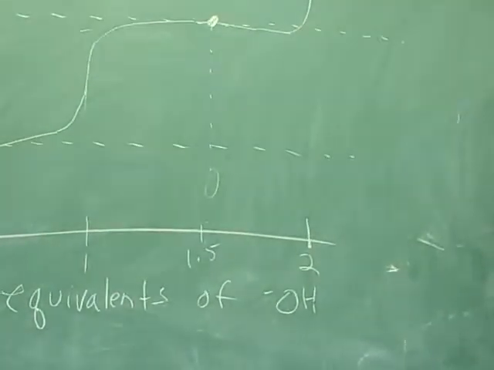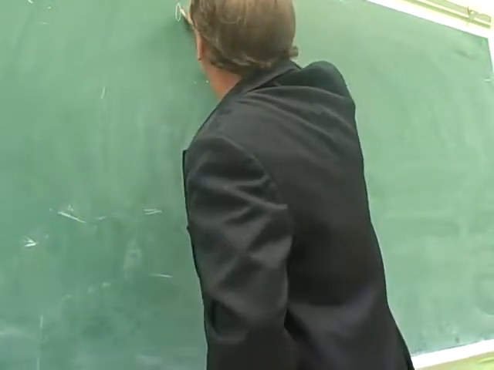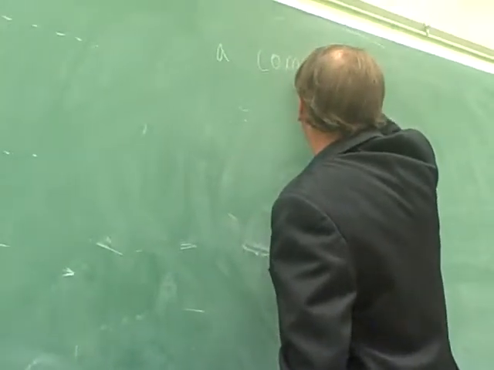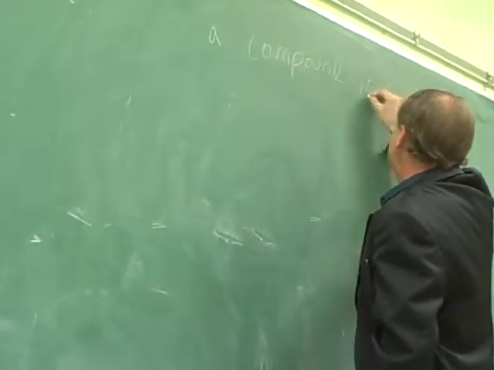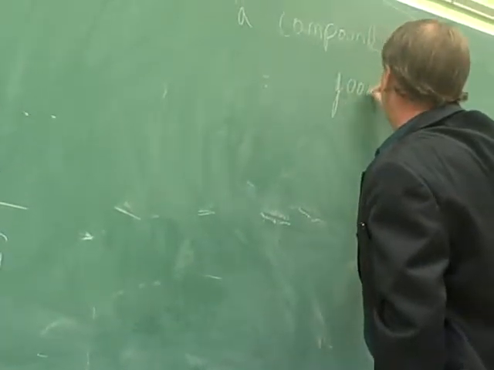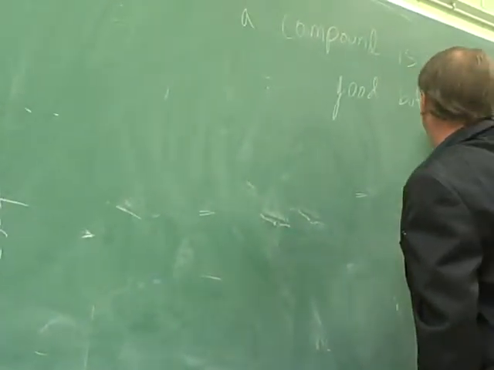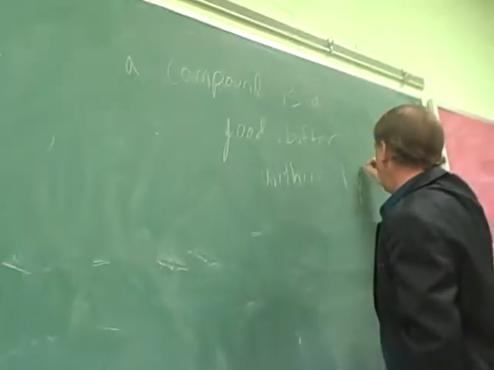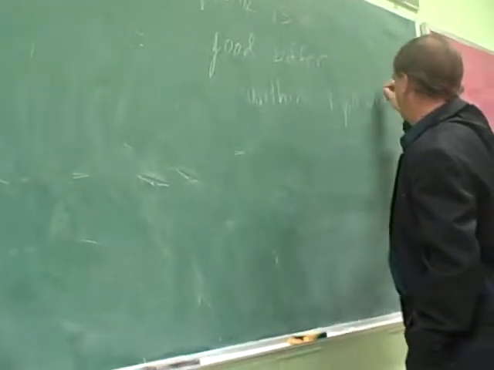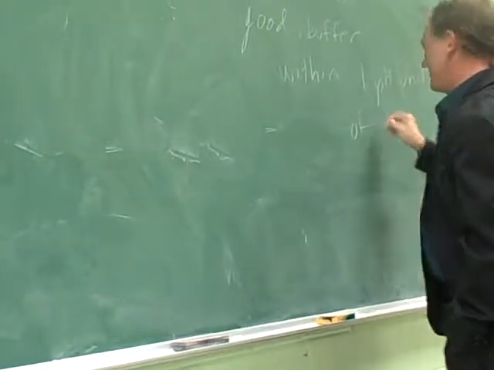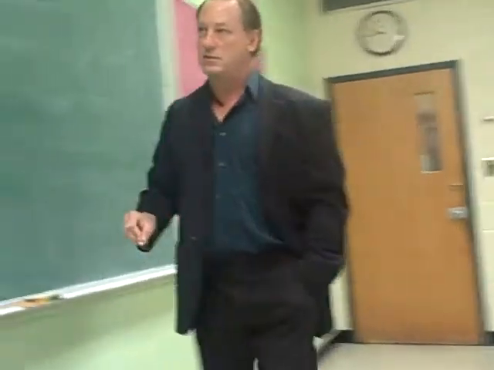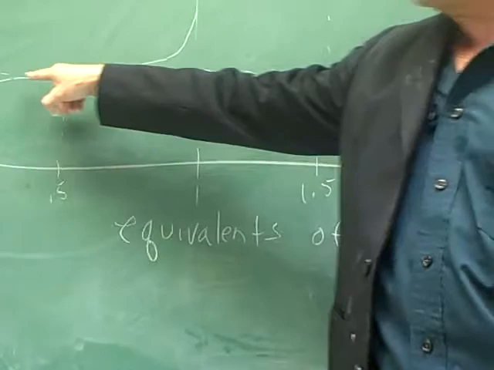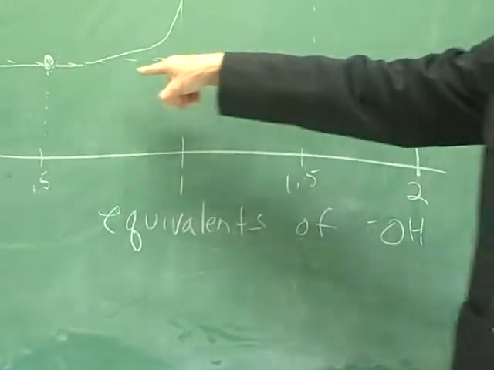So here's another thing to write down in your notes. This will be on the MCATs. A compound is a good buffer within 1 pH unit of its pKa, right? Because right in the middle of that flat area is its pKa.